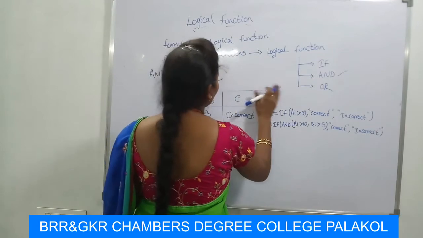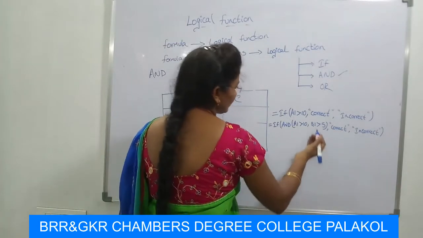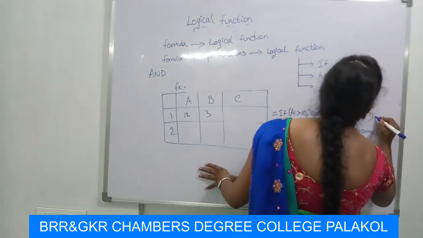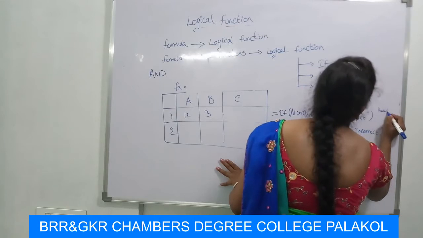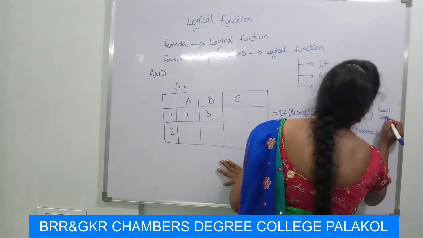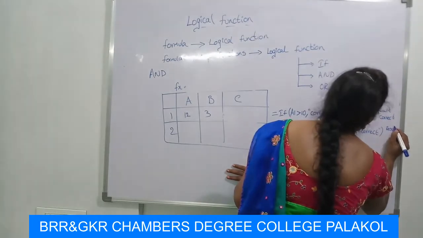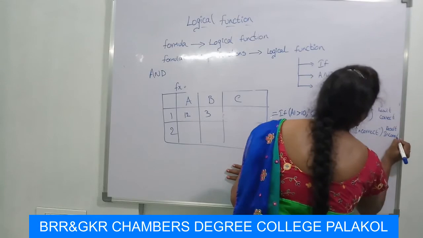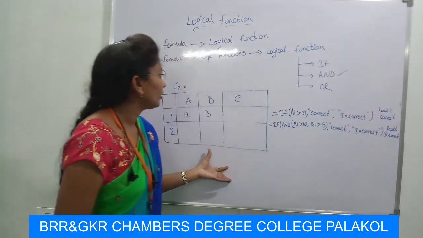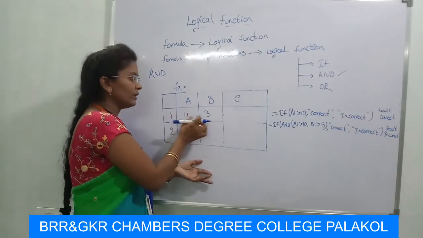And for this the result is correct, and for this the result is incorrect. And for the OR function we have to enter some data. That means here I am taking 12, and in the B1 cell here I am taking 3, and I have to write the formula over here.